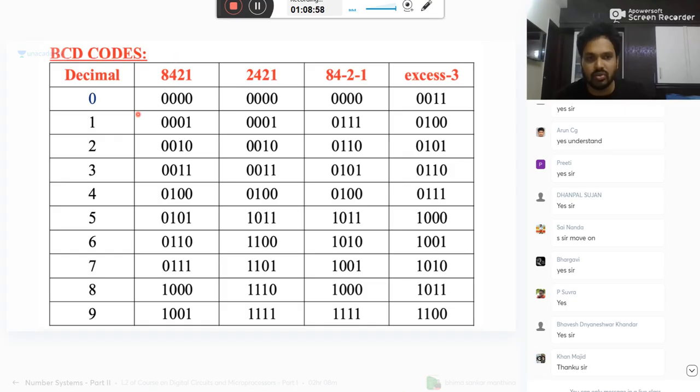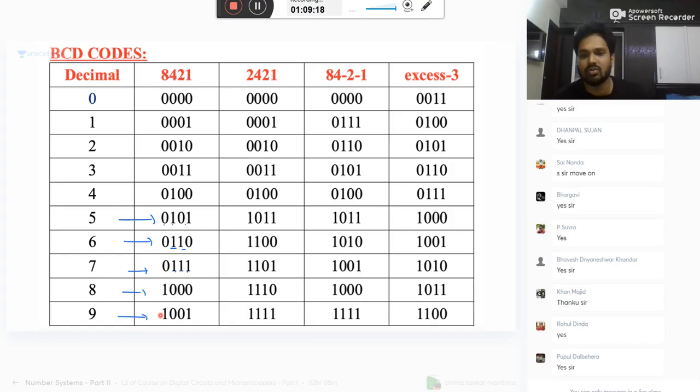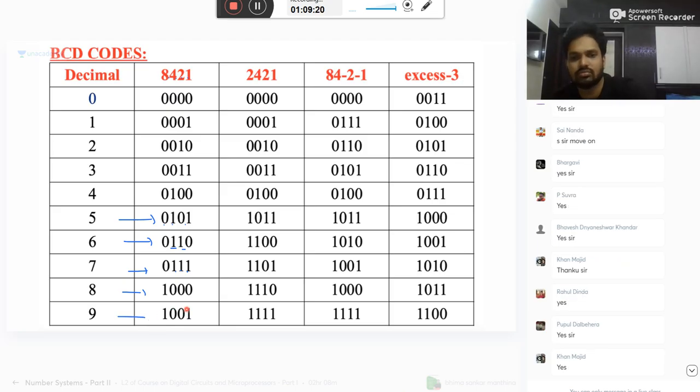Suppose you need 5. 5 is 4 plus 1, so 5 can be written as 4 plus 1. 6 is 4 plus 2. Here every position has the weights 1, 2, 4, 8. Is it clear this point? 7 is 4, 2, 1. 8 is 1, 0, 0, 0. 9 is 1, 0, 0, 1. Is it okay?